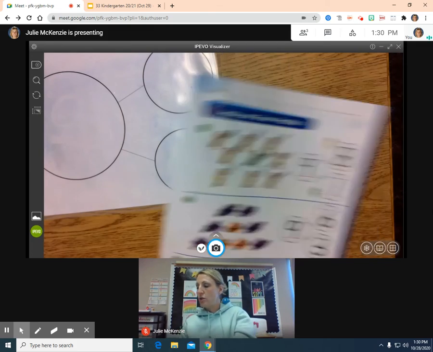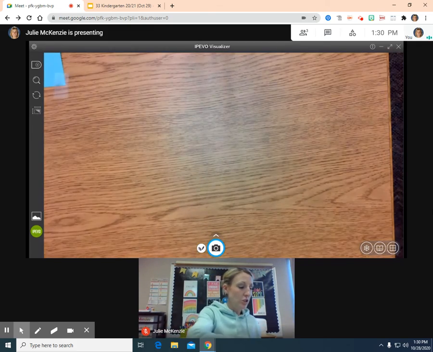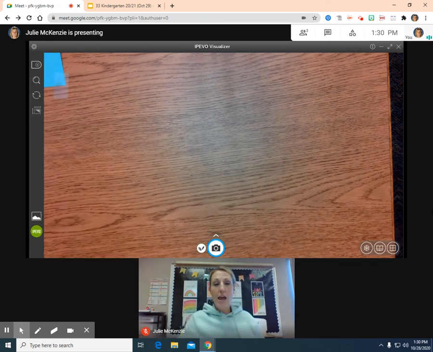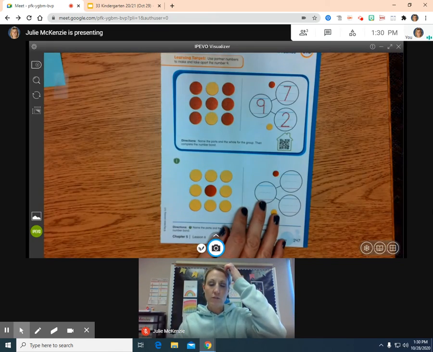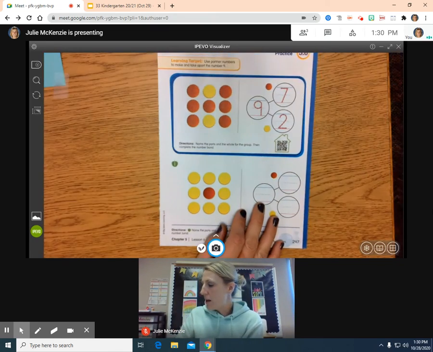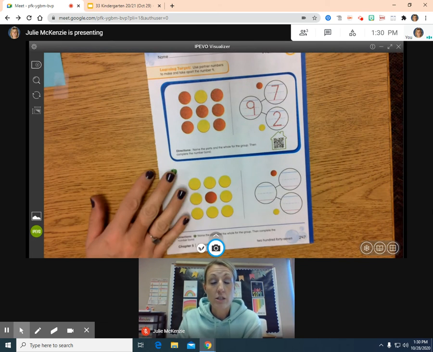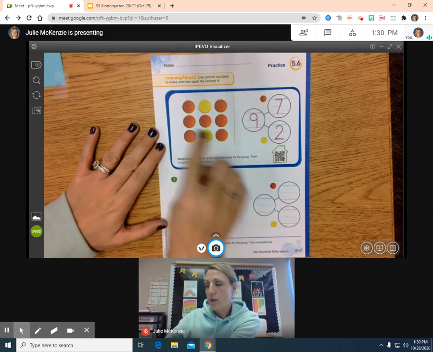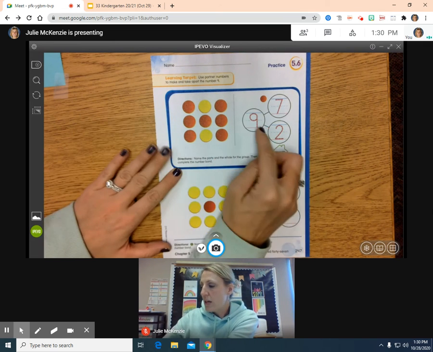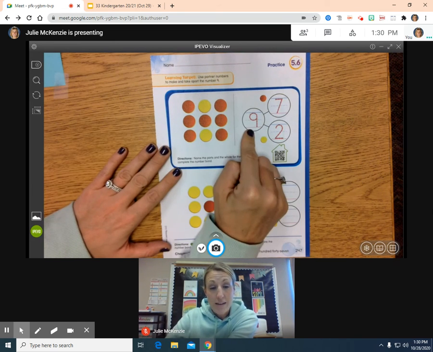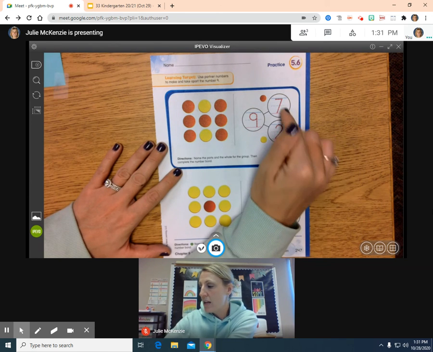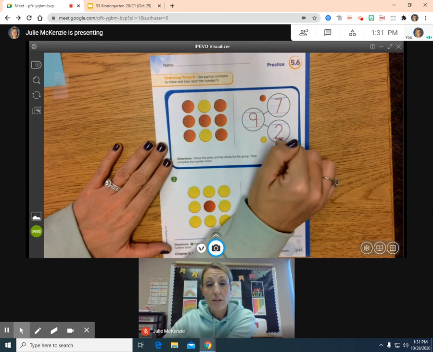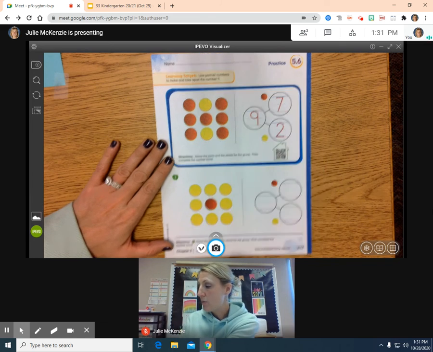Now, I want to show you the practice pages. We're going to do one problem together, and the rest you'll be doing on your own. So just follow along with me on how the instructions work, and then we'll do one problem together. So you can see this one is already done for you. They counted the whole group was 9 and figured out there were 7 red and 2 yellow. Those were the parts. 7 and 2 were the parts. 9 was the whole group.